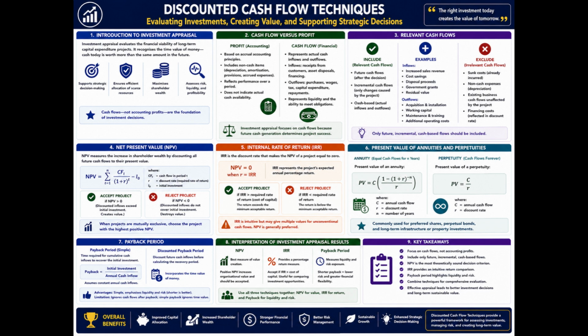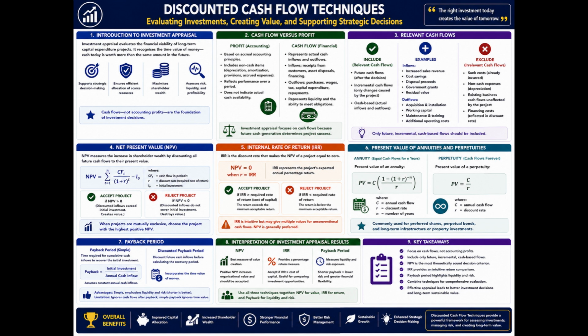Cash flow versus profit. An essential distinction exists between cash flow and profit. Profit is an accounting measure calculated by matching revenues with expenses in accordance with accrual accounting principles. It includes numerous non-cash items, such as depreciation, amortization, provisions, and accrued expenses that affect reported earnings without involving actual cash movements. In contrast, cash flow represents the actual movement of money into and out of the organization.